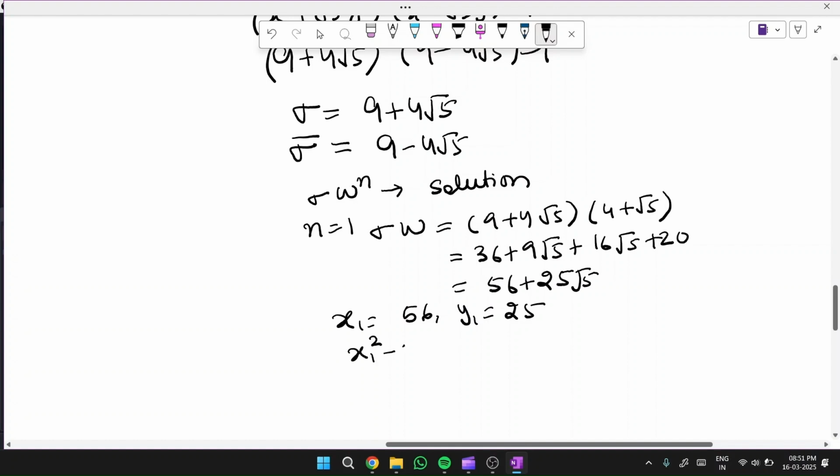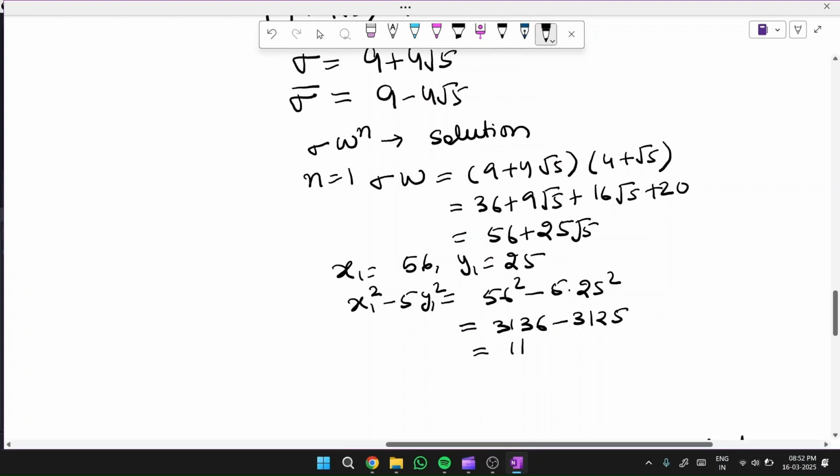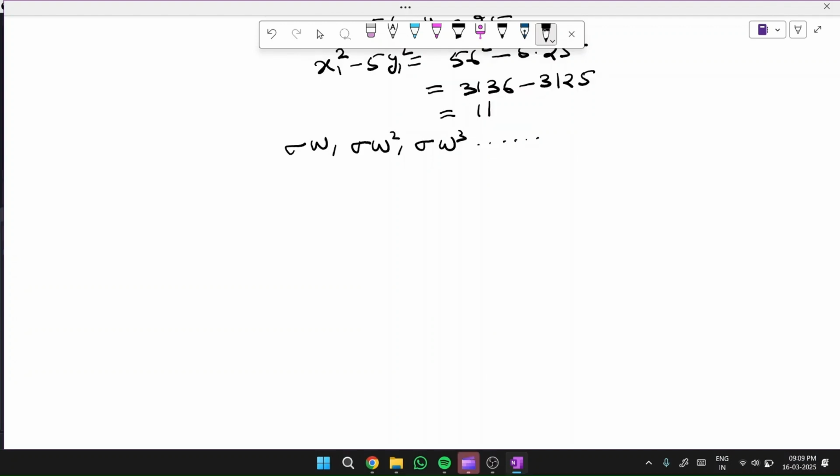x1 square minus 5 y1 square is equal to 56 square minus 5 into 25 square. We can use the calculator here. 3136 minus 3125 is equal to 11. So we can produce as many solutions as we want. If we take different values of n, we will produce infinitely many solutions like sigma omega square, sigma omega cube, dot dot dot. We also claim that sigma omega bar to the power n are also solutions to this Pell's equation. So again, we can prove it by an example.